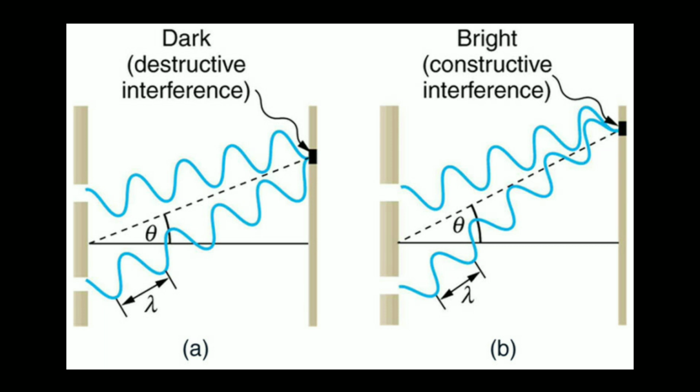In letter A, destructive interference occurs here because one path is a half wavelength longer than the other. The waves start in phase but arrive out of phase. In letter B, constructive interference occurs here because one path is a whole wavelength longer than the other. The waves start out and arrive in phase.